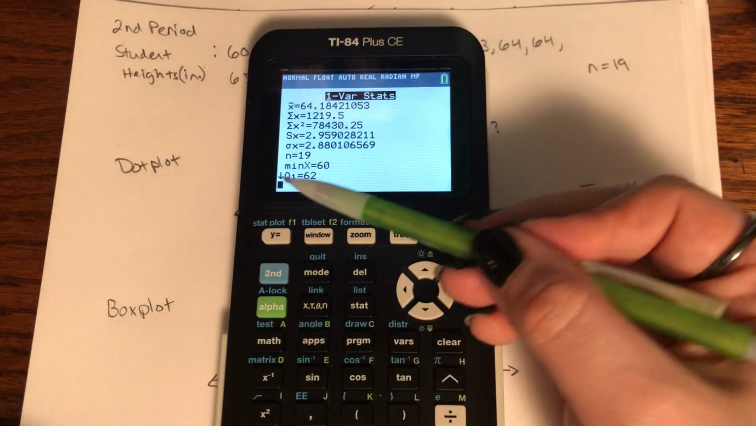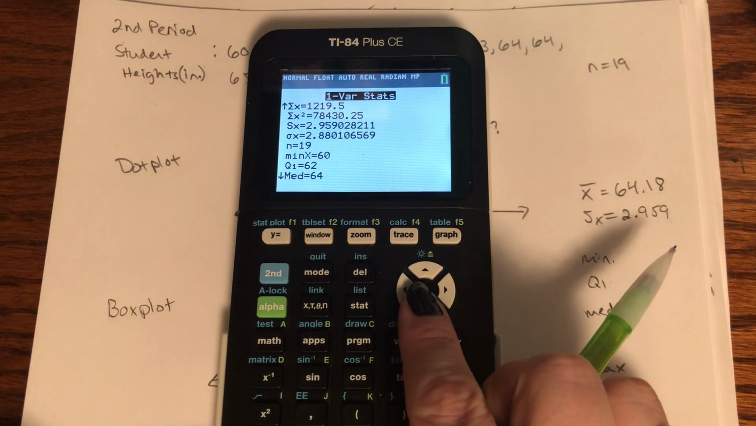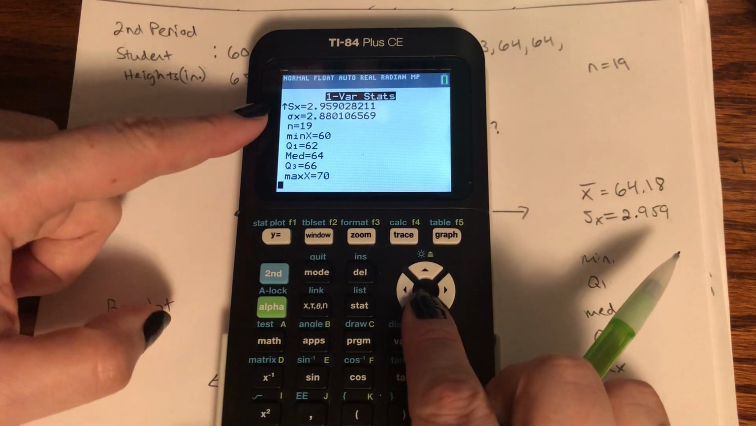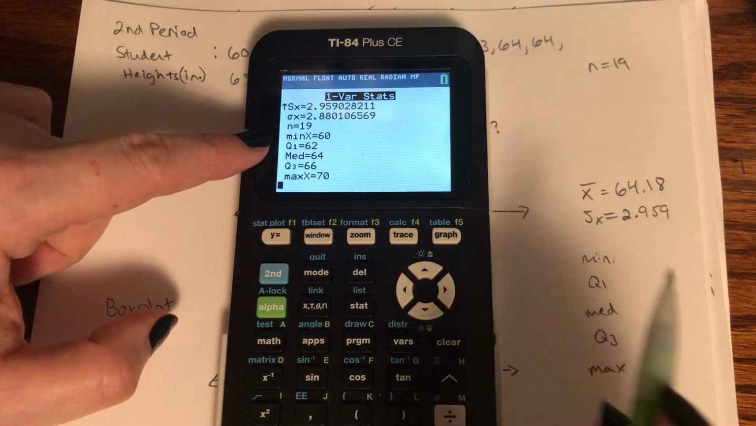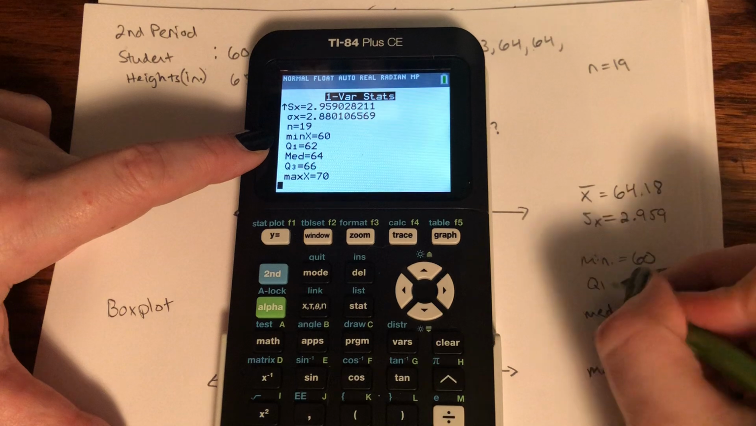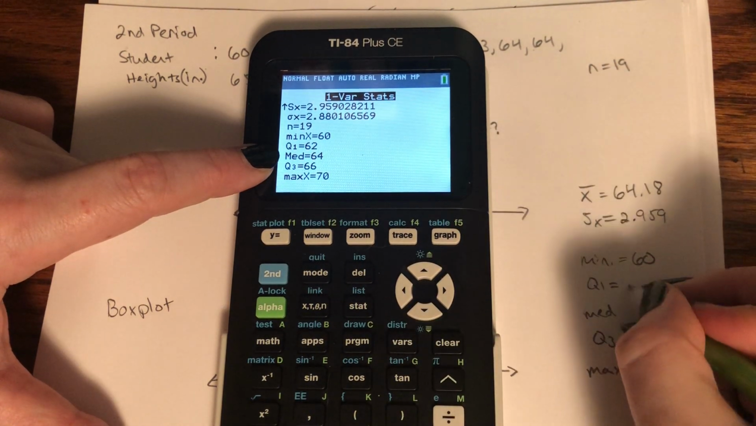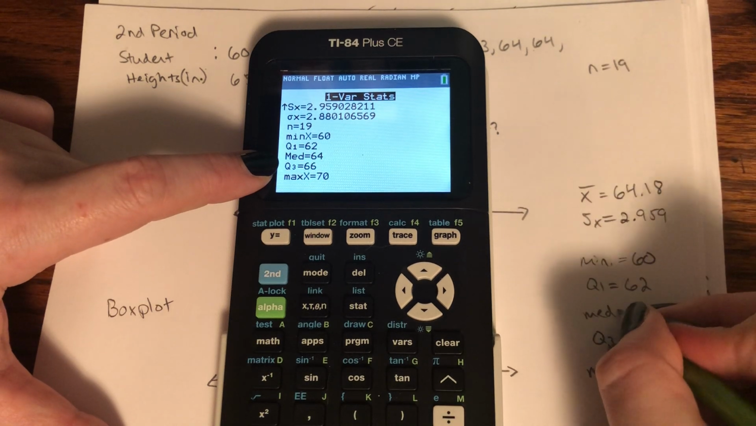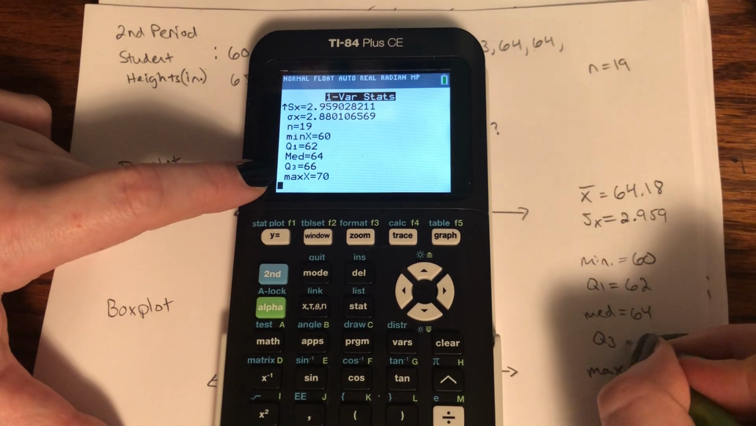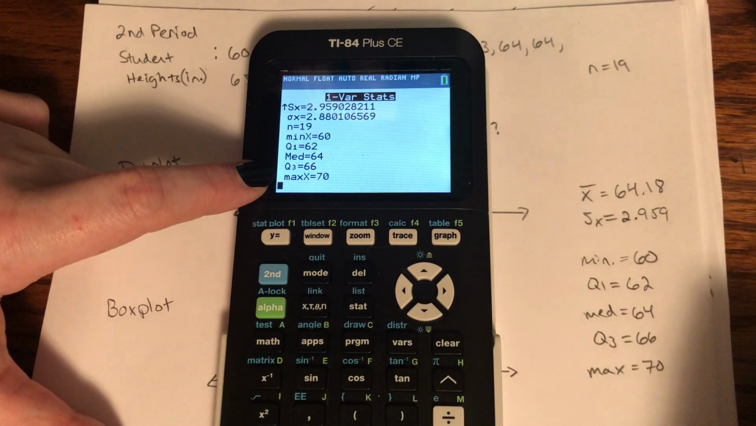Now, right down here, you're going to see this arrow. That means I should be able to use the down arrow and you can see more calculations popping up. So I have my minimum, which is equal to 60. I have my first quartile, which is the middle of the bottom half of the data, which is 62. I have my median, which is 64. My third quartile, which is 66, and my maximum, which is 70.